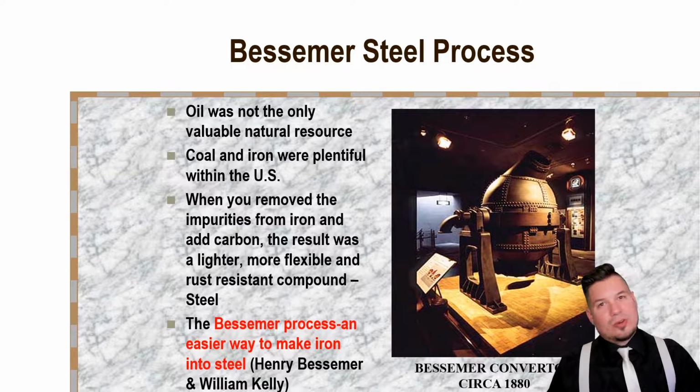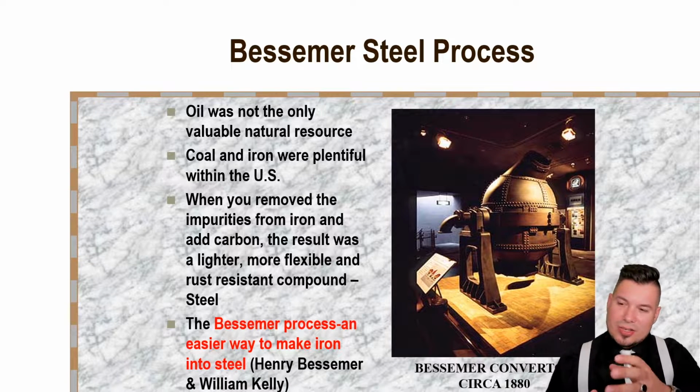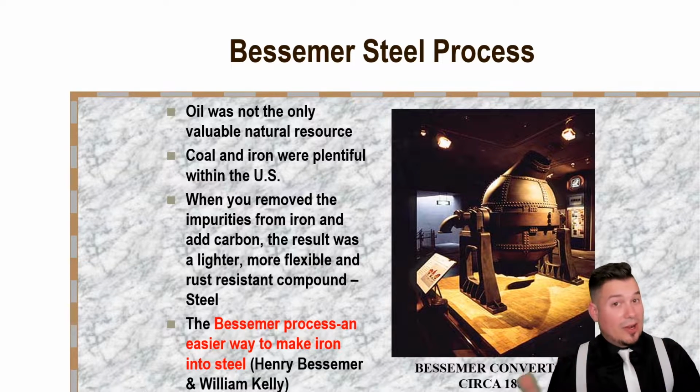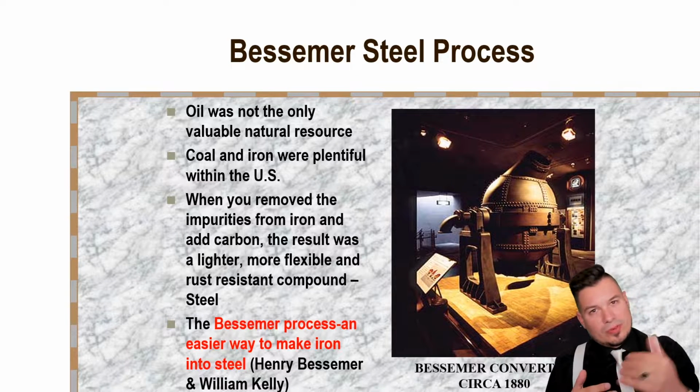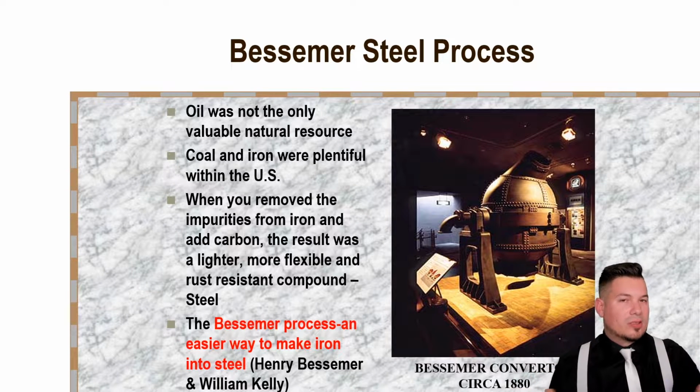Now, steel was not a new invention. In fact, the samurai used it to make their katanas during a time in ancient Japan, but it was very hard to make. Now the Bessemer process is going to simplify that. It's going to make it much easier, much quicker, much faster, and it's going to make one man by the name of Andrew Carnegie millions upon millions of dollars. So what the Bessemer process does is you remove the impurities from iron, and when you do, you add carbon, you infuse it. And thus you get this lighter, more flexible, stronger compound called steel.